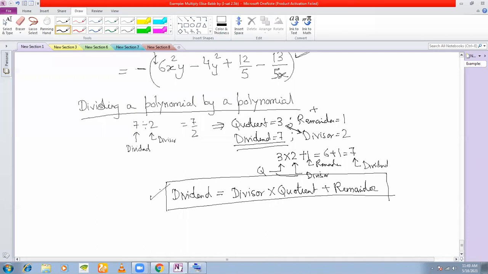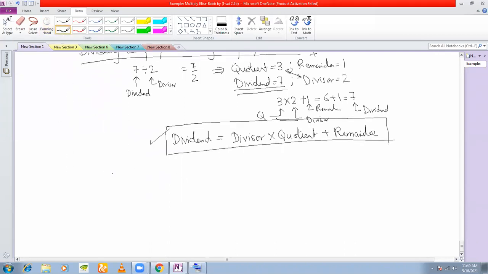Okay. The next thing that I would like to mention here is that when you are dividing two polynomials, let's take an example. Question is, divide 6x cubed minus 11x squared plus 7x plus 5 by 2x minus 3. Okay.